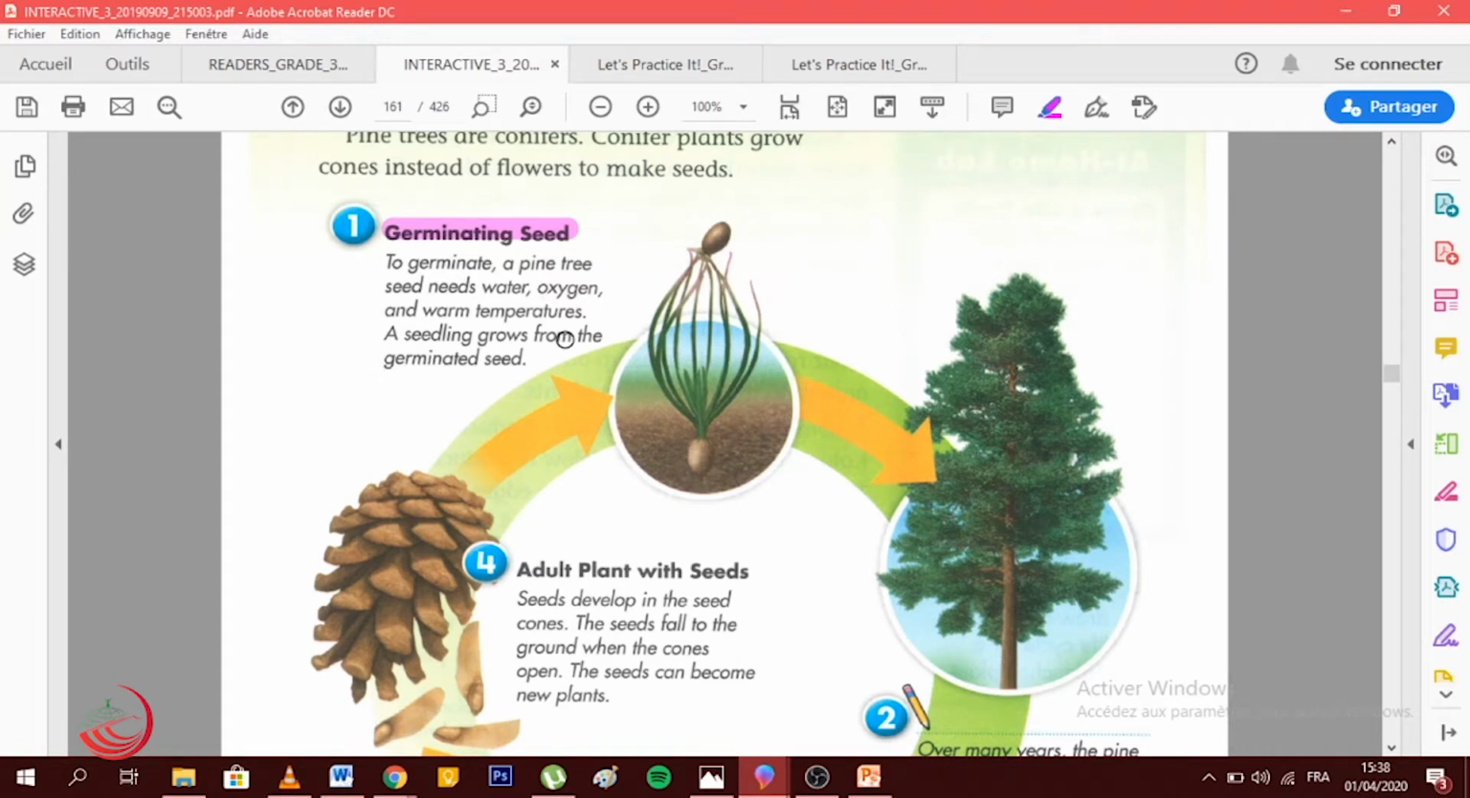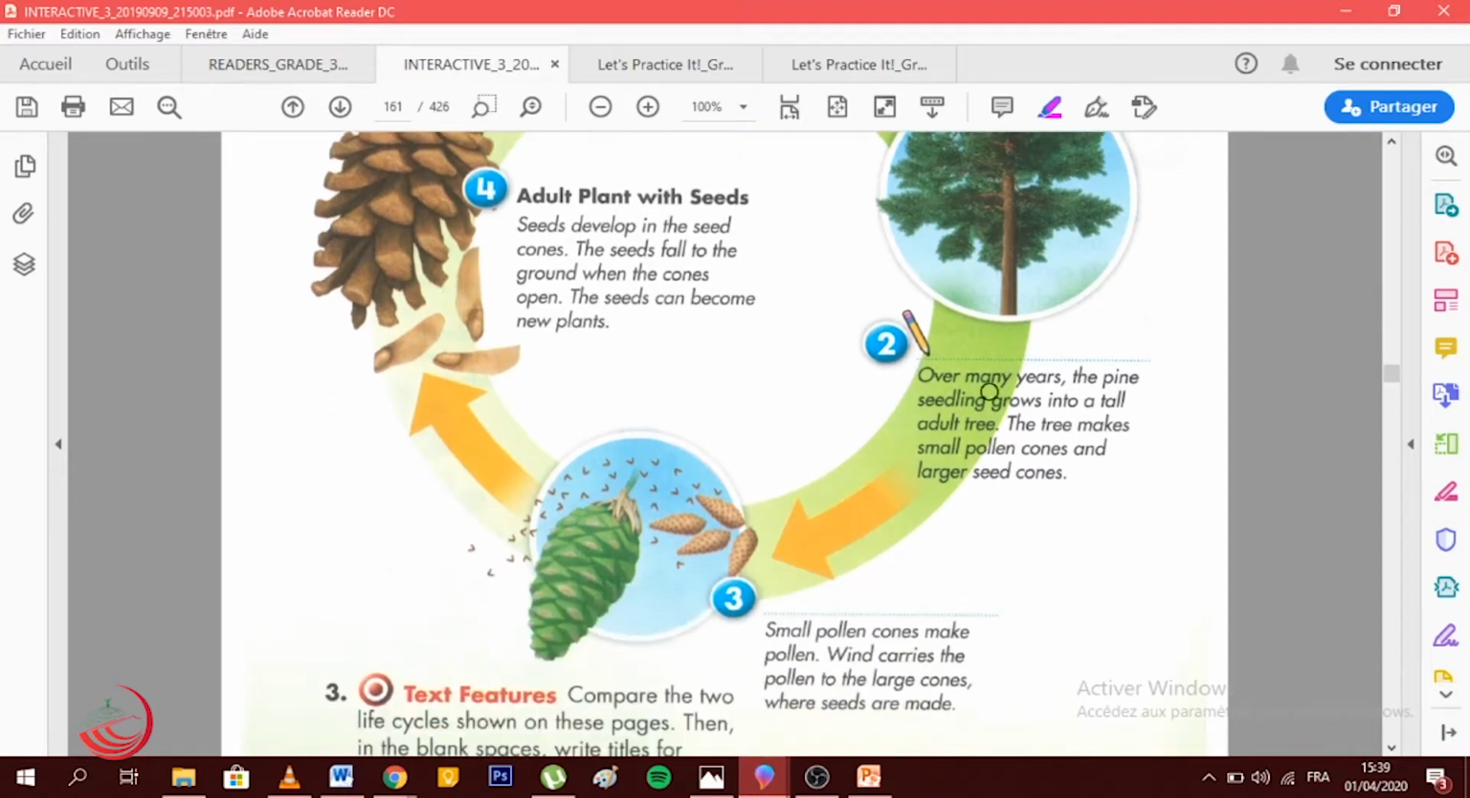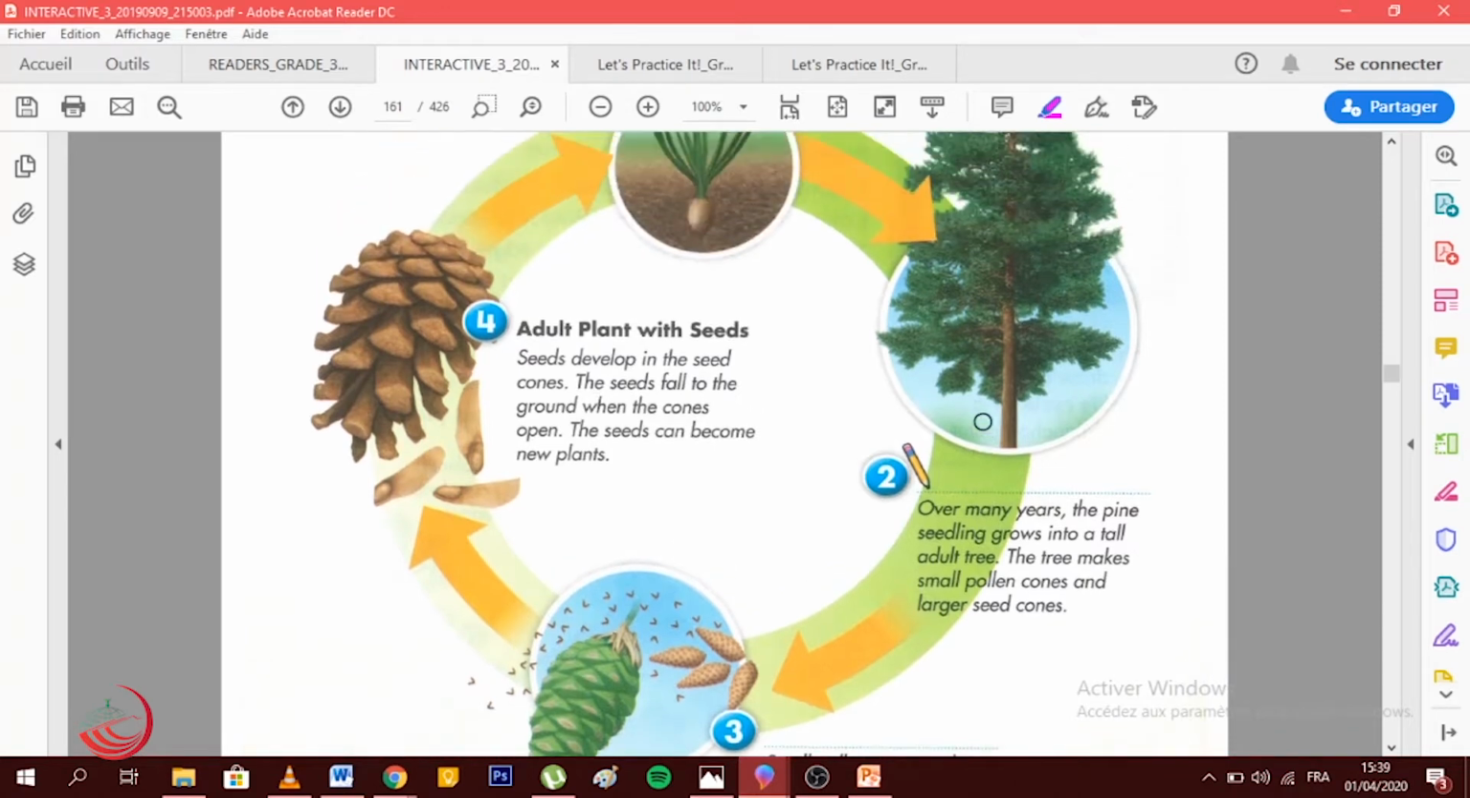A seedling grows. A seedling is this small plant, okay? A small or tiny plant grows from the germinated seed. And then we have the next stage, which we don't have a name for, but maybe this is our exercise, so we will write the name of the stage. Over many years, the pine seedling, this one, grows into a tall adult tree.